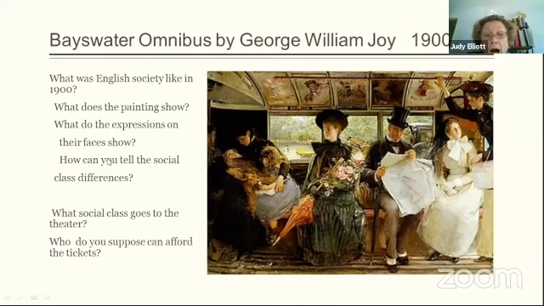Okay. It took us a little while to pull this information out, but when you talk about George Bernard Shaw, you need to show a picture of English society so you can understand what George Bernard Shaw is writing about. Okay, next slide.